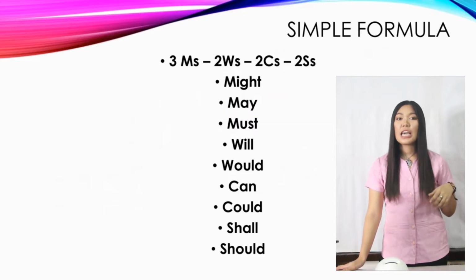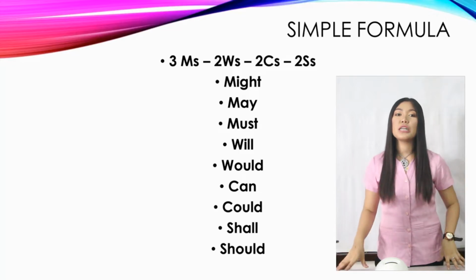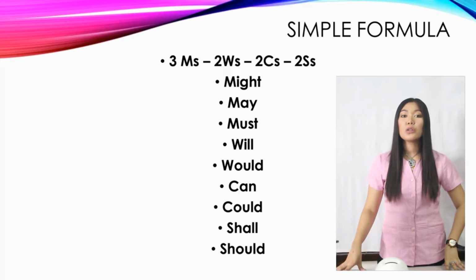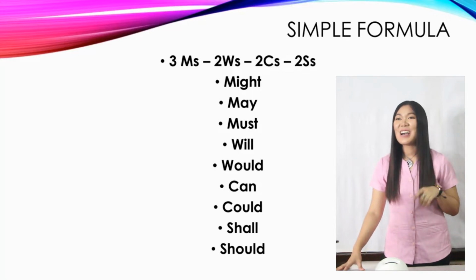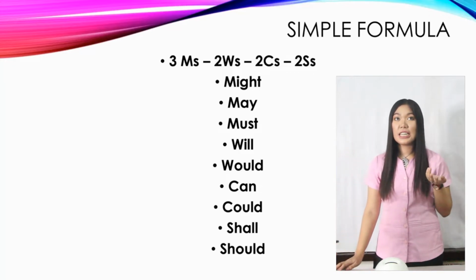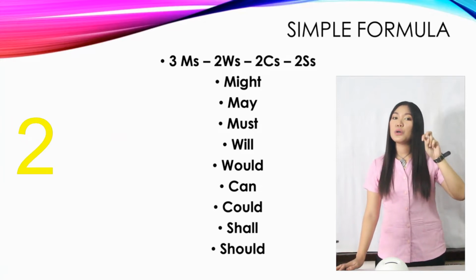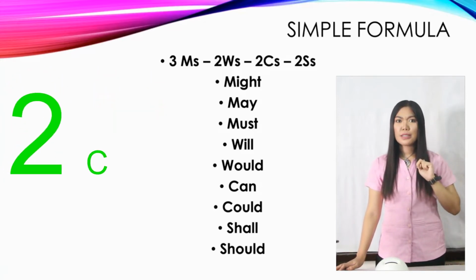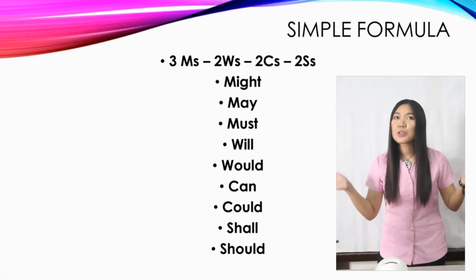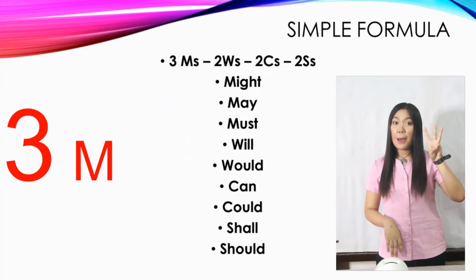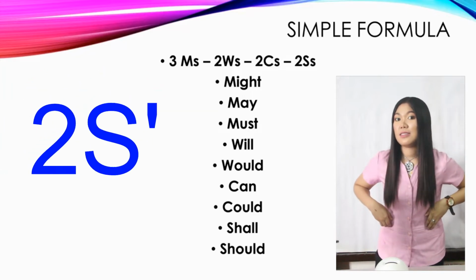So listen carefully and try to get your pen and your paper with you because I will be telling you the simple formula for memorizing those modal verbs. Ready? Got your paper and your pen? Okay, so here it goes. It's 3 M's, 2 W's, 2 C's, and 2 S's.